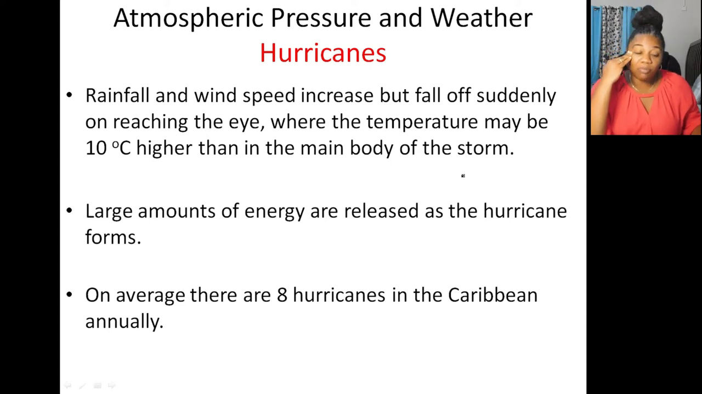Now, large amounts of energy are released as the hurricane forms. On average, we experience 8 hurricanes in the Caribbean annually. That doesn't mean that it comes directly to your area in the region, but you will hear about some popping up all over. It affects people differently. Maybe the hurricane might be going south, maybe north, maybe slowly. So it seems like a northwesterly movement.